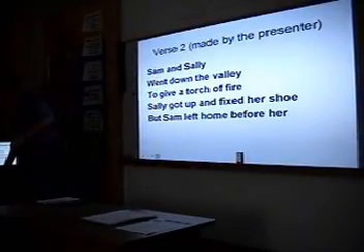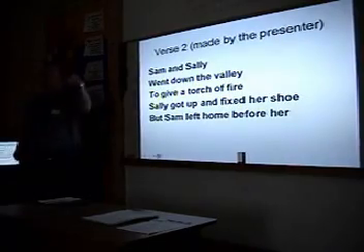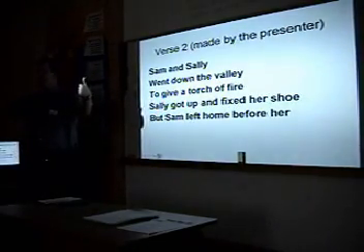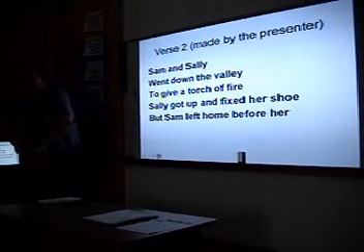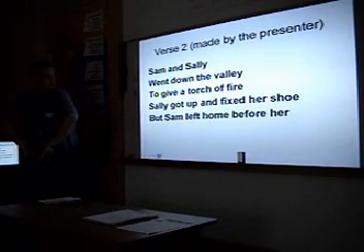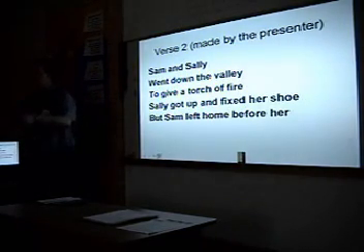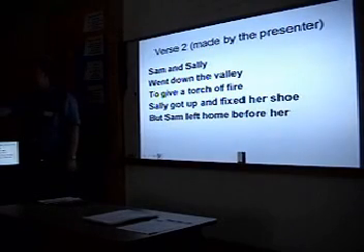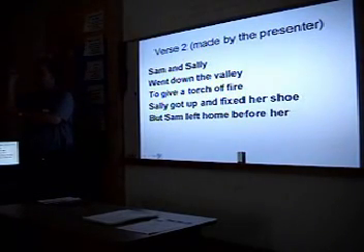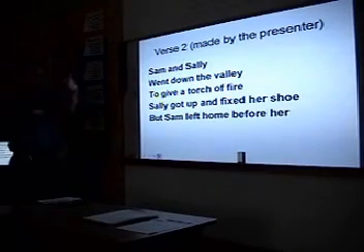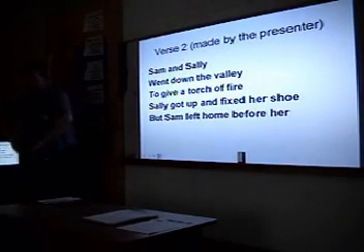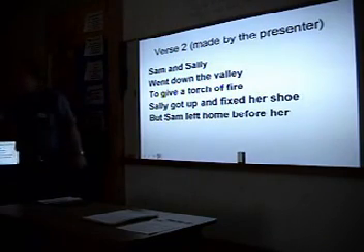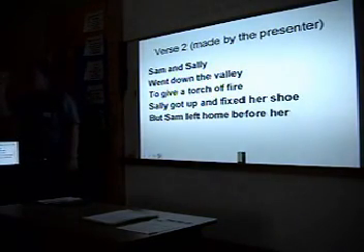So we have like this. Sam and Sally went down the valley. So we have our opposite Jill, valley. Instead of to fetch a pail of water, you have to give a torch. Here's your torch of fire. There's your fire. So we have Sam and Sally went down the valley to give a torch of fire.